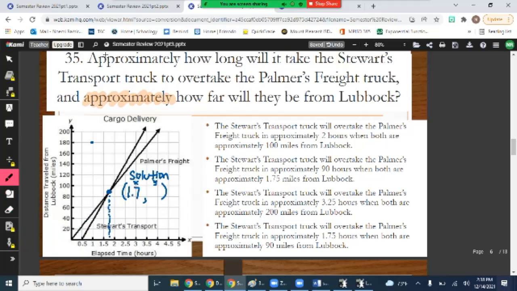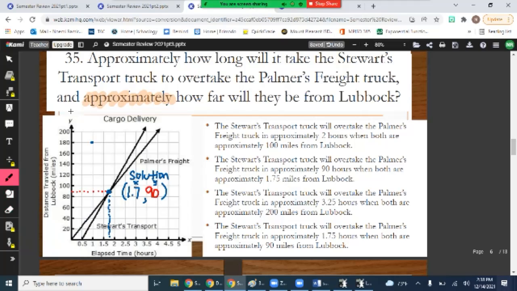0.5, 0.6, 0.7, 0.8, 0.9. All right. Now, I'm going to go straight back across. And I notice that that number or that intersection is right in between 80 and 100. What's in between 80 and 100? 90. Now, I've told you guys time and time again, it doesn't matter if we're talking about slope.